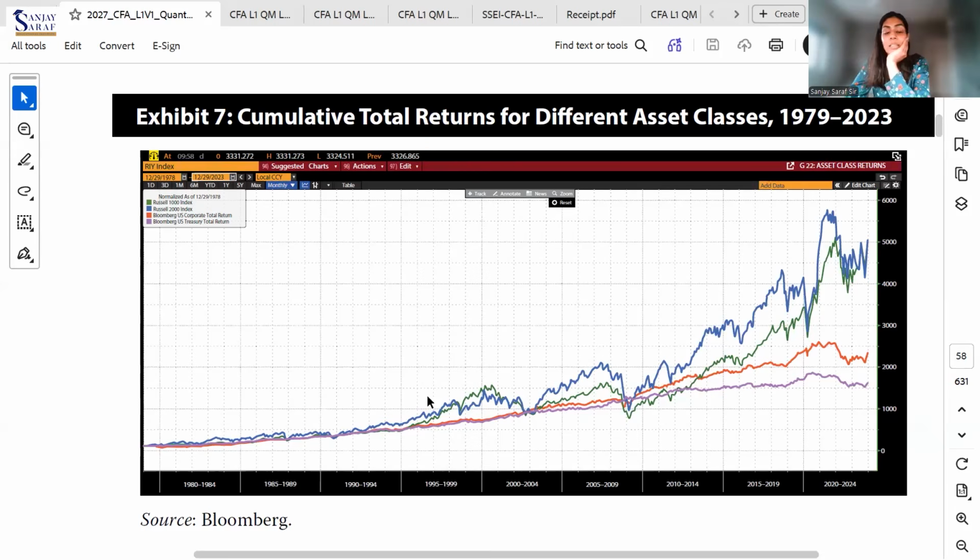So these are the total returns for the 4 securities across 45 years. They have taken data, I think, from 1979 to 2023. If you see the graph carefully, there are a few observations that we can make.